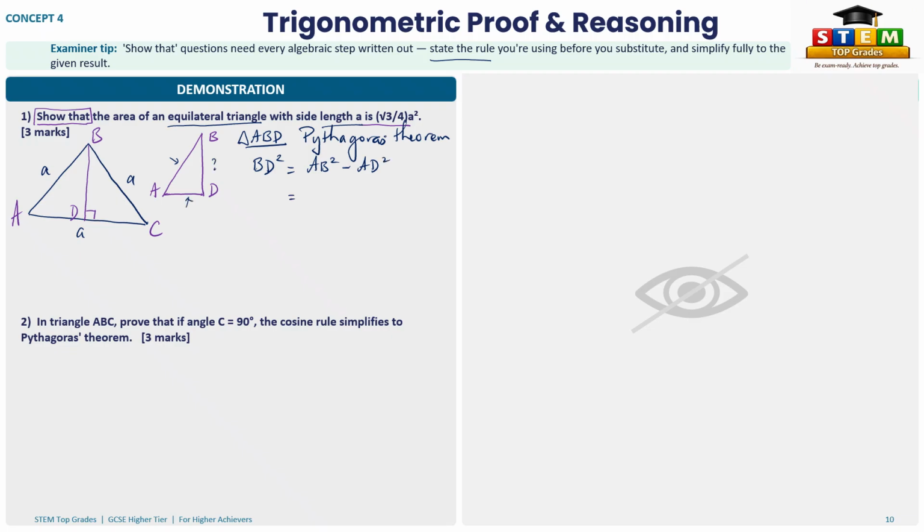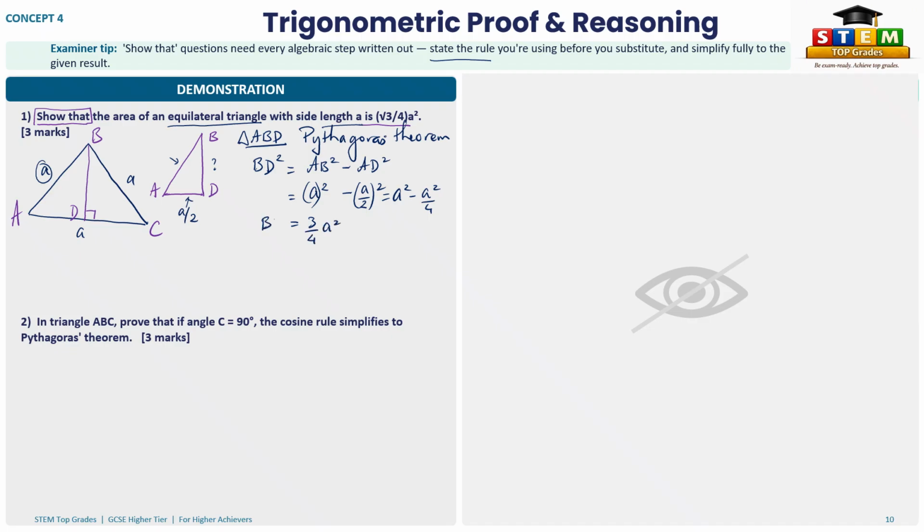Okay, so AB squared, which is a squared, minus, okay, so AD is actually midway between A and C, so half of a. So a over 2, and remember we are squaring that as well. And that gives us a squared minus, squaring a is a squared, squaring 2 is 4, and 1 minus a quarter, a squared minus a quarter of a squared gives you 3/4 of a squared.